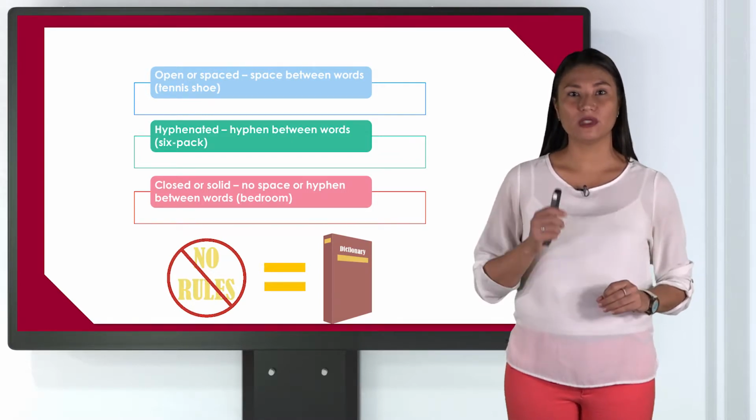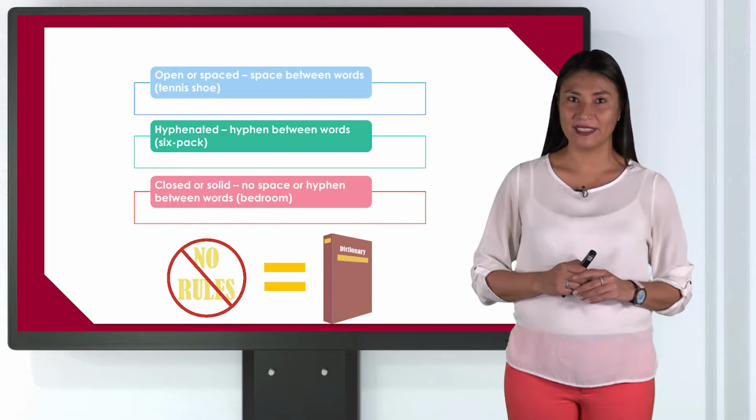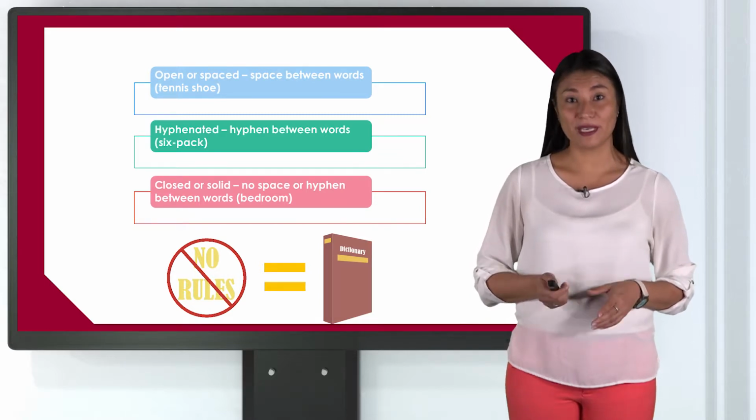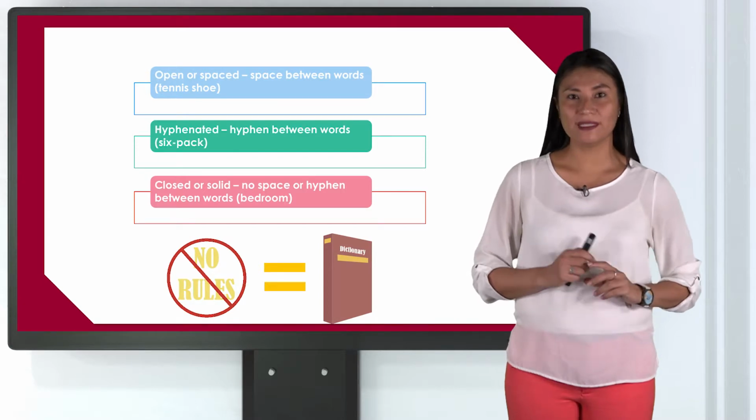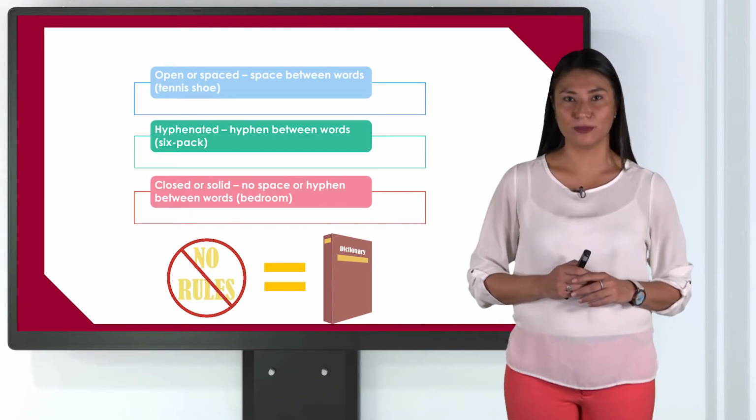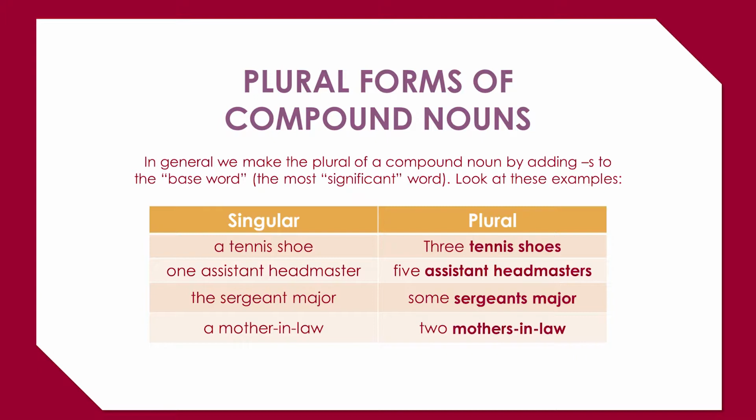The main stress is usually on the first part. As an example, parking meter, but sometimes it is on both parts, so please take into account this rule. Plural forms of compound nouns. In general, we make the plural of a compound noun by adding the letter S to the base word, which is the most significant word.